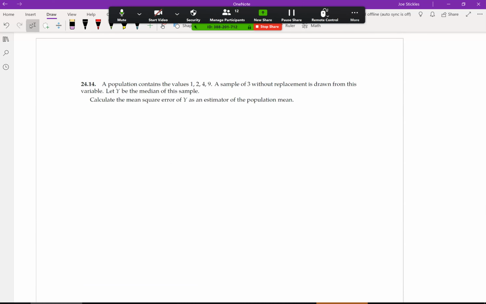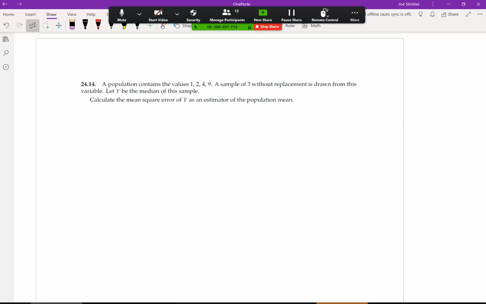This one requires a little bit more thought. So this is a very, very interesting population. It only has the values of 1, 2, 4, and 9 in it. To estimate what the population mean is, even though you could calculate it in this case, you're going to take a sample of size 3 and look at the median of the sample. And in particular, you're going to draw the sample without replacement.